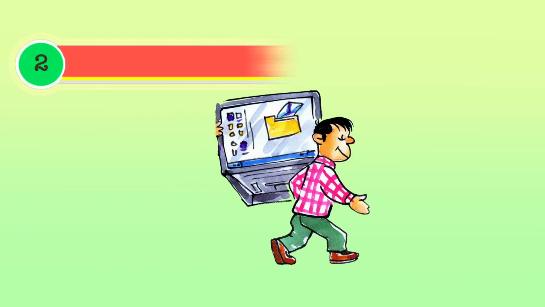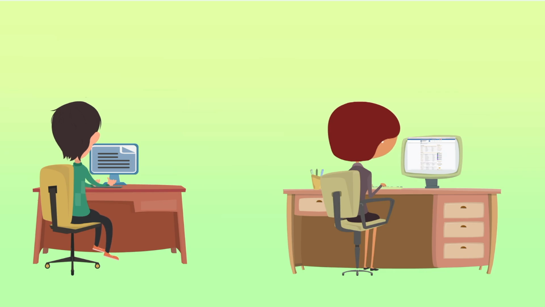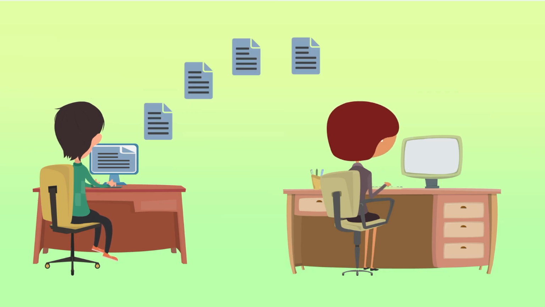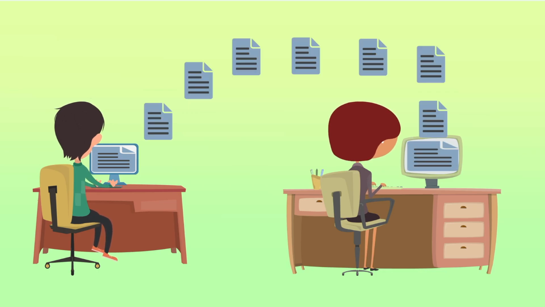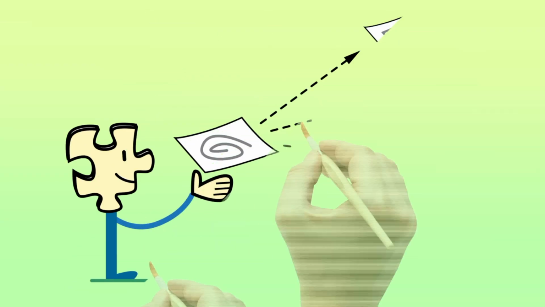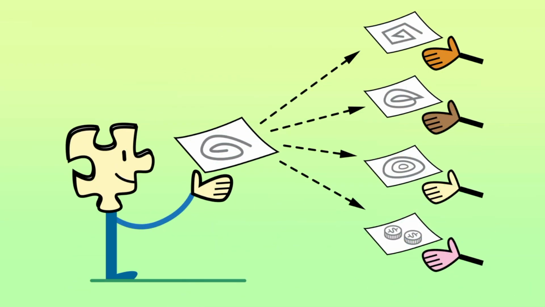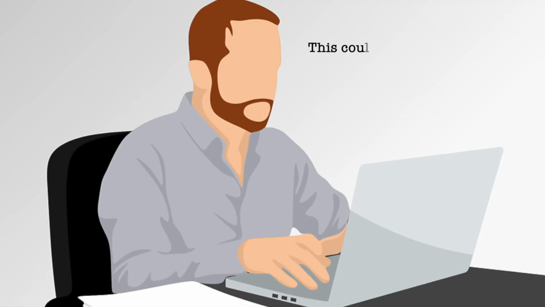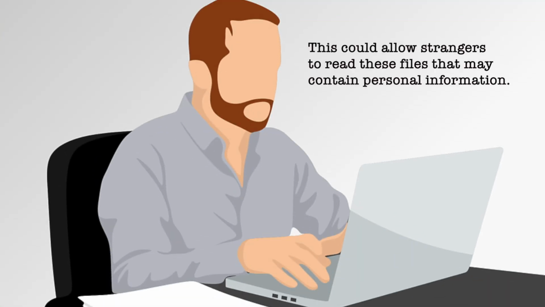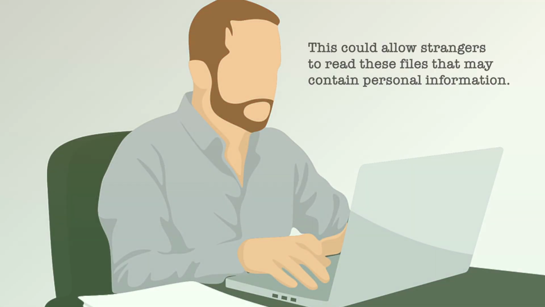Second issue is file sharing. The computers that are used by a student or faculty may contain software that allows files from computers to be accessible to other users on the campus network or outside without the knowledge of the owner. Or they may allow files to be stored on a central server that are then accessible to others without their permission. This could allow strangers to read these files that may contain personal information.